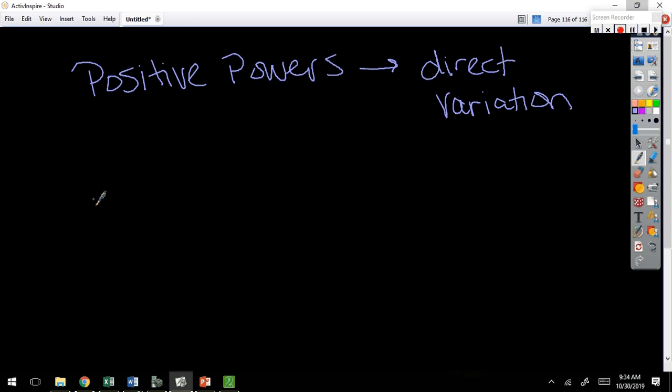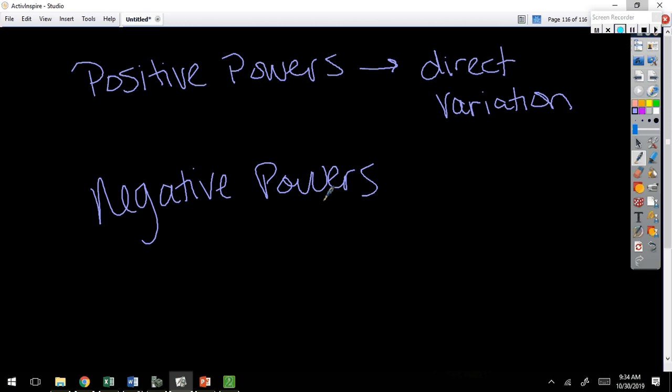If it is a negative power, negative powers deal with division, right? We saw that one that had it on the bottom. When we moved it up, it became negative. That's what we call inverse variation.